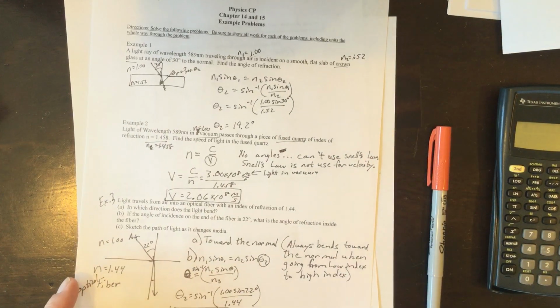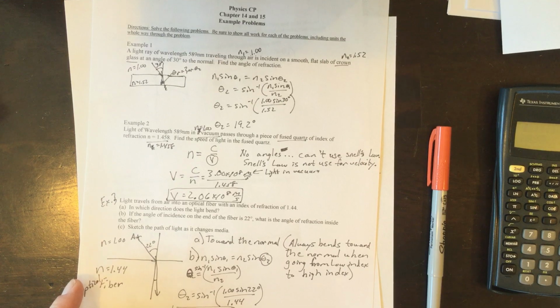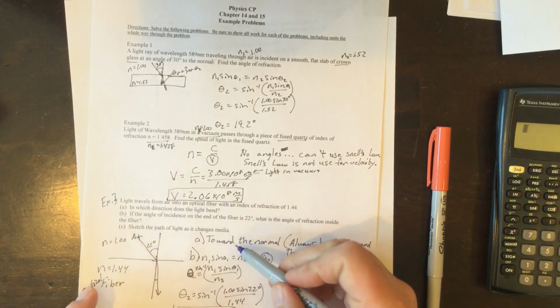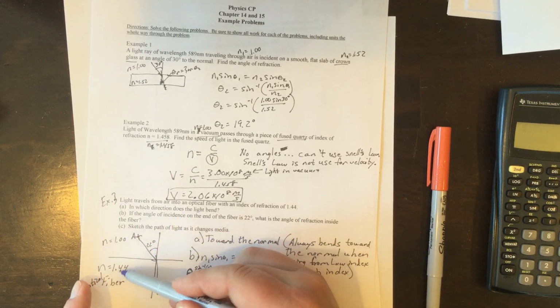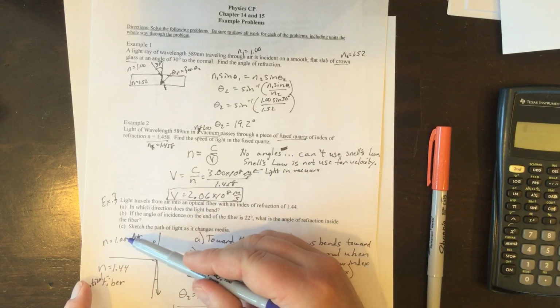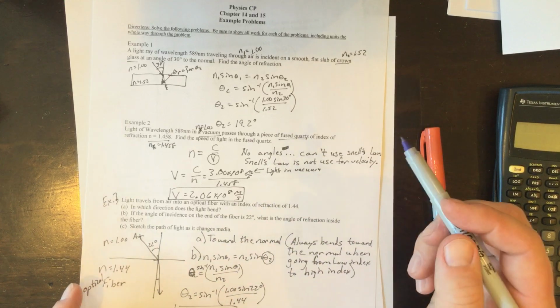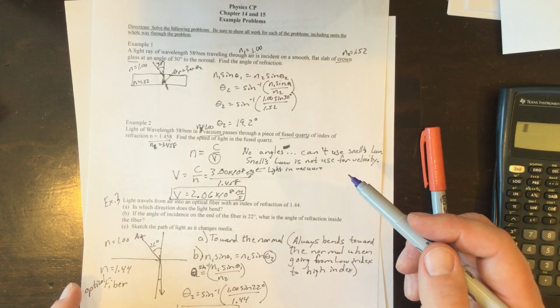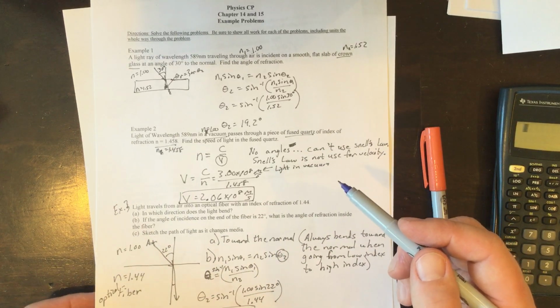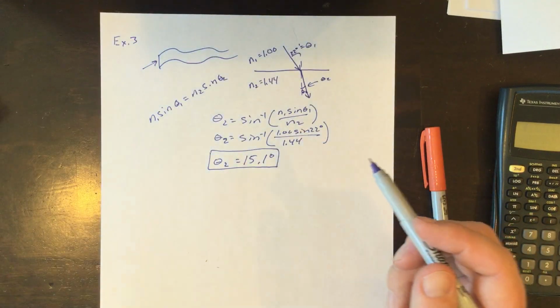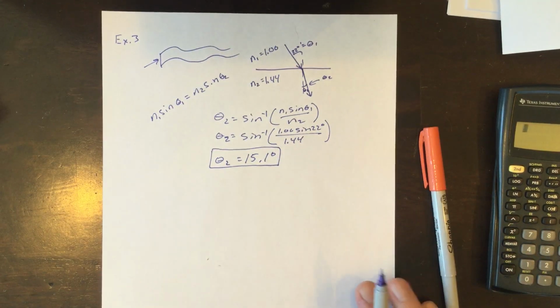So the first question asked, in which direction does the light bend? And I already mentioned that. It's towards the normal because we go from a low number to a high number. If it was high to low, it would bend away like out this direction. We answered C, and then it says sketch a path of light as it changes media, from one medium to another, one substance to another. And so we did all those things.